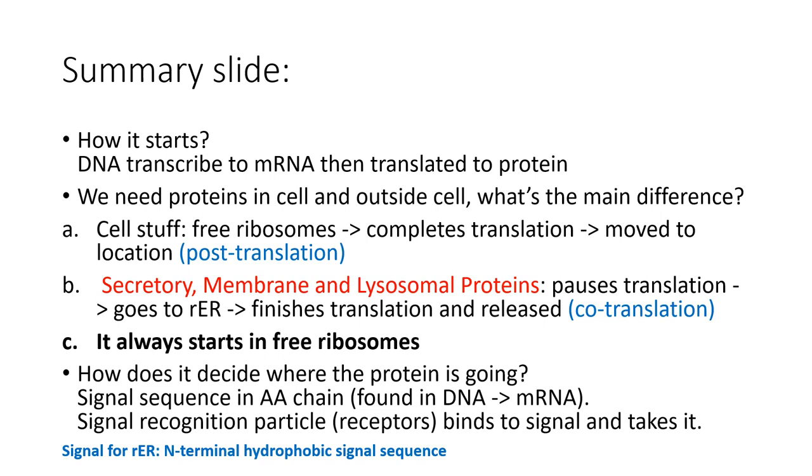So basically in A, we translate it in the cell cytoplasm, and we add the sequence in the cytoplasm, and then we move it in the translocation. Meanwhile, in B, you don't add the sequence. The sequence is part of the chain, a part of the protein chain itself.